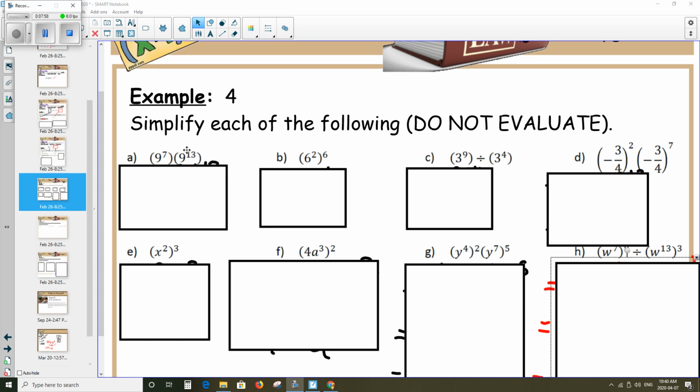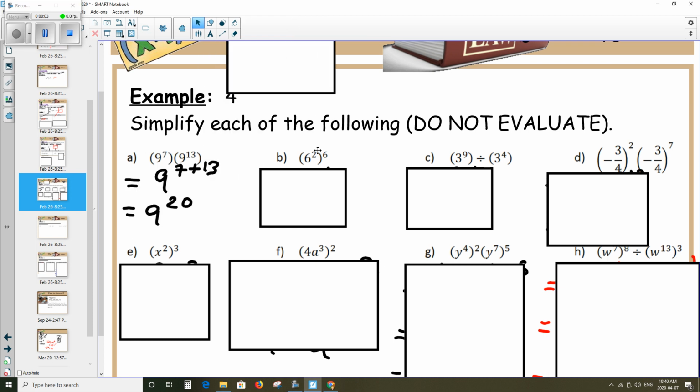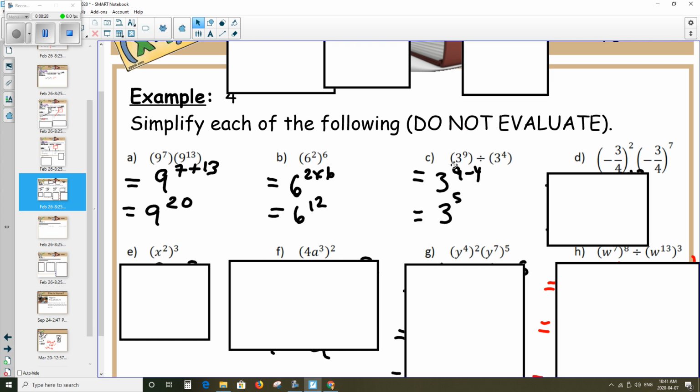So for the first one, I'm going to add the exponents. 7 plus 13 is 20. Second one, I'm going to multiply the exponents. 2 times 6 is 12. Notice I'm showing my work in the first line and then my answer in the last line. It says do not evaluate, so I don't have to find what 6 to the power of 12 is. I'm just leaving it like this. Third one, division, we're going to subtract, so 9 minus 4 is 5. The bases are not changing. I'm keeping the base the same, just working on the exponents.